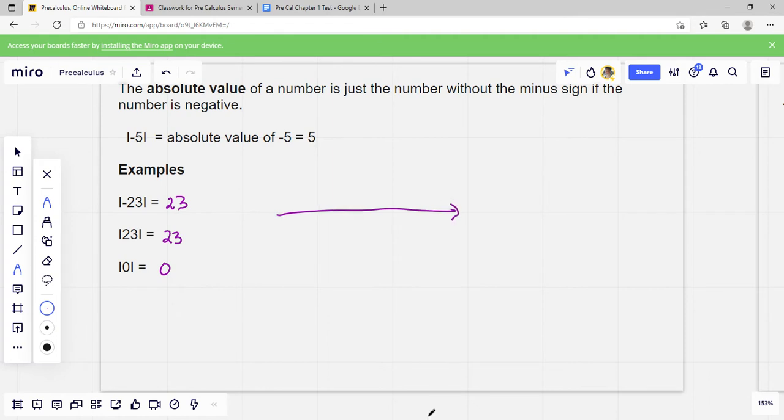So if we had the absolute value of negative 3, we started at 3 and we went backwards 3 spaces, right? It's just the distance between here and here, which is 1, 2, 3. So the absolute value would be 3.